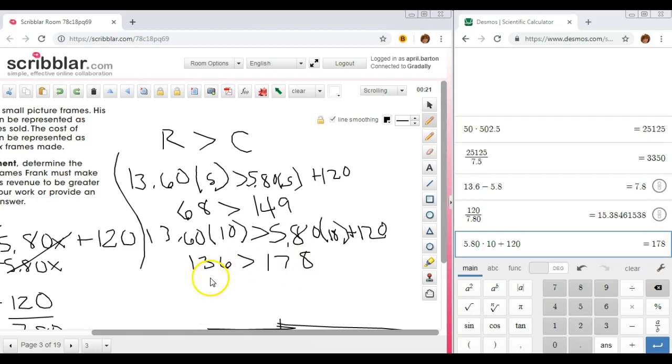So still not true. 136 is not bigger than 178. So we jump up again. And so you follow that process until you find where it goes from being smaller on the left and bigger on the right to being bigger on the left and smaller on the right. So you would keep going and trying until you get to that point where you can find where revenue is bigger than cost.